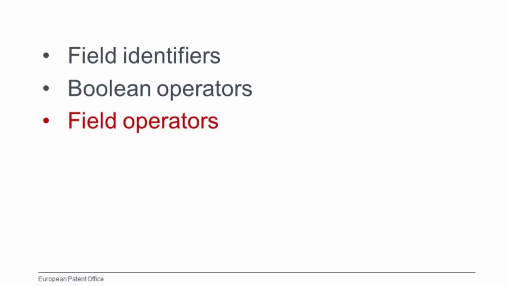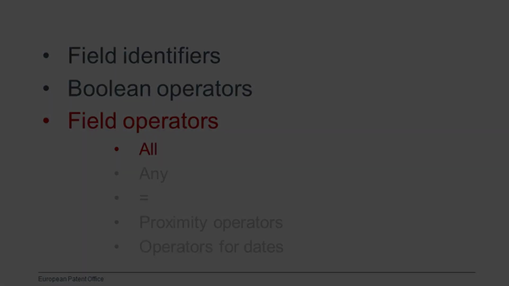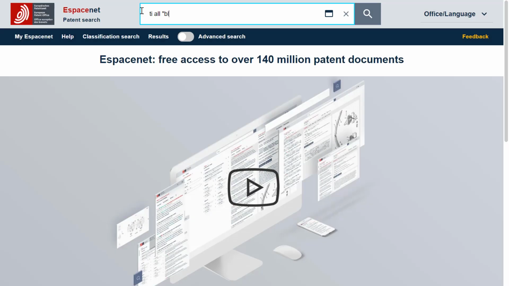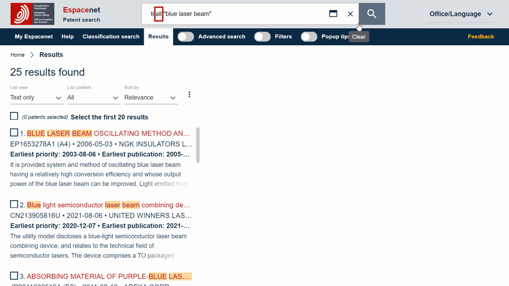There are several field operators which can be useful when you have multiple search terms in your query and search fields. Between a field identifier and search terms between quotes, the field operator ALL has the same effect as the Boolean operator AND between search fields. So if you search for TI ALL "blue laser beam", the field identifier will look for these terms in the title, and you will retrieve documents where the title must contain all terms which are blue, laser, and beam.